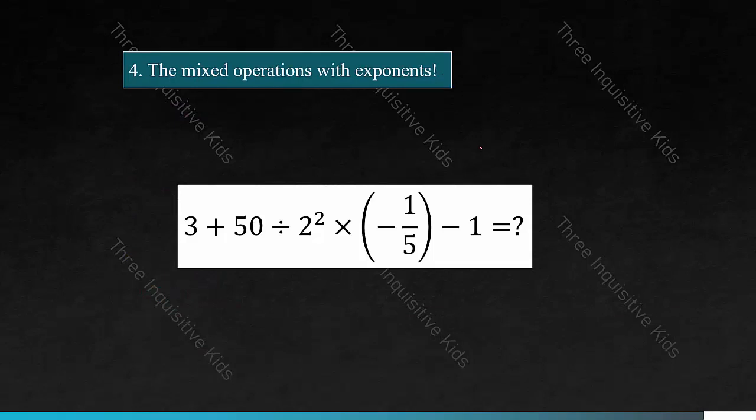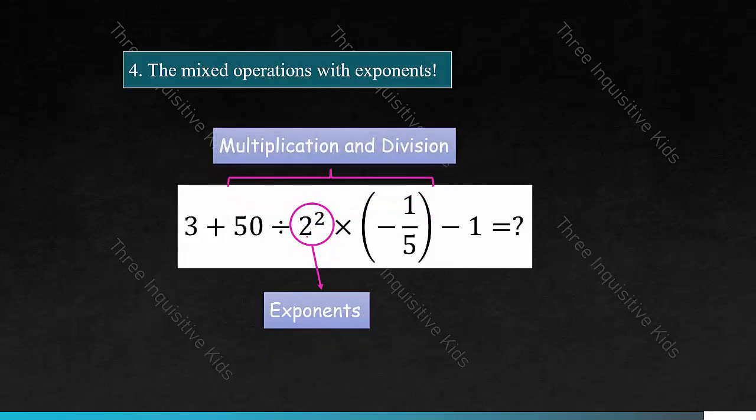I want you to pause the video and simplify this expression. Here we have 2 squared, which is an exponent. 50 divided by 2 squared times -1/5 is one entire term by itself. And that's the multiplication and division. In here, we've highlighted the 3 separate terms in this trinomial or polynomial. 3 is a term itself. This bracketed part in the middle is actually one term, and -1 is a term by itself.